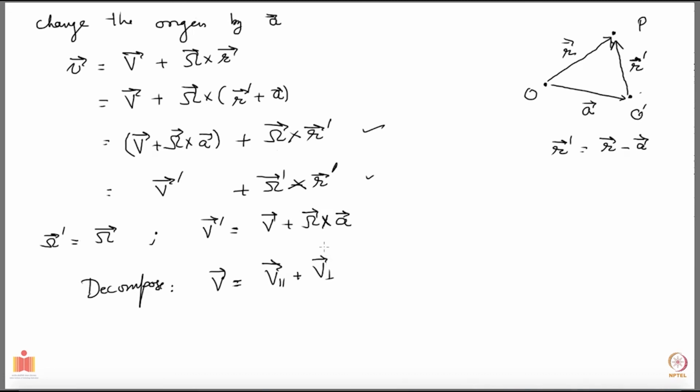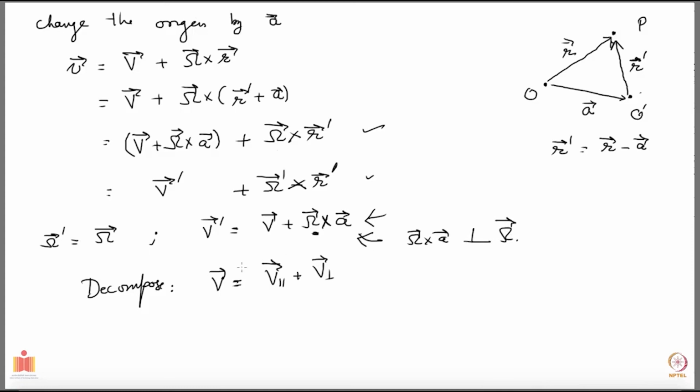Okay, and what is this relation telling you? This relation is telling you that under a shift of origin, only the perpendicular components change. Right? Because this is perpendicular to omega, meaning the parallel component is not going to change, because omega cross A is perpendicular to omega.